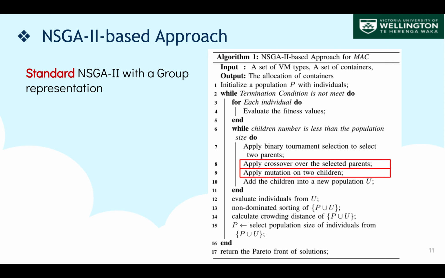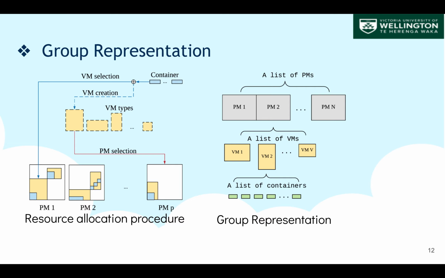So we are using a standard NSGA-II framework with a group representation. The highlighted lines are the operators that we proposed for this algorithm. The group representation can be shown on the right-hand side. It mimics the allocation architecture. So a set of PMs has variable sizes, and each PM has a list of virtual machines, and each virtual machine has a list of containers.